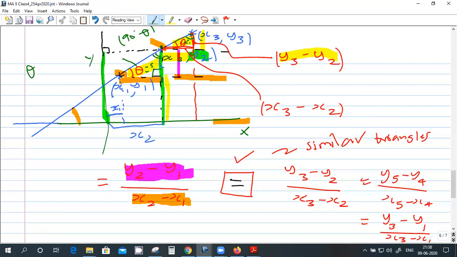In similar triangles, the ratio of the corresponding sides are the same. So y3 minus y2 divided by x3 minus x2 will be equal to y2 minus y1 divided by x2 minus x1. So you take any 2 points on the line, say 4 and 5, so you get y5 minus y4 divided by x5 minus x4. That will be the same as 3 minus 2 divided by 3 minus 2, even between points 1 and 3. So this is the property of a straight line, related to the property that the slope of the line is the same throughout.